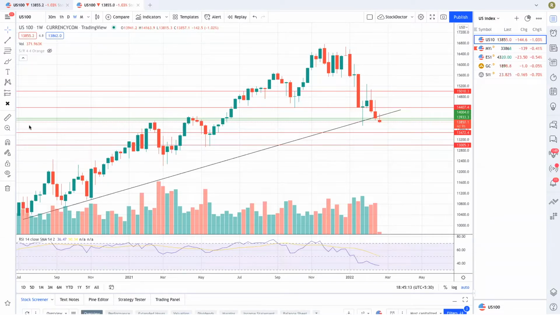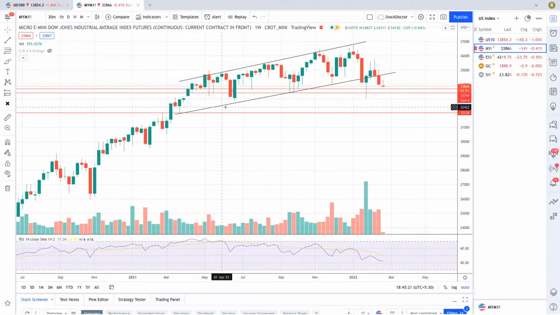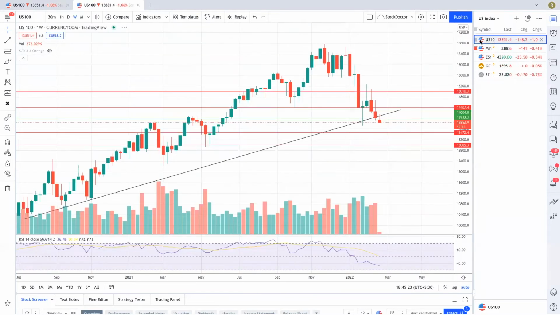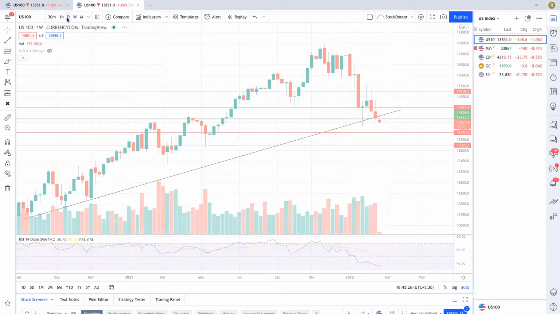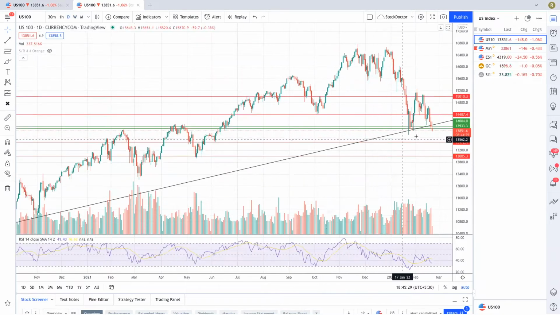So I hope you understood the levels of Nasdaq. The next is Dow Jones. Dow, just one moment. Before that, I need to check the daily chart. Okay, so the daily chart of US 100, you can see here very clearly.